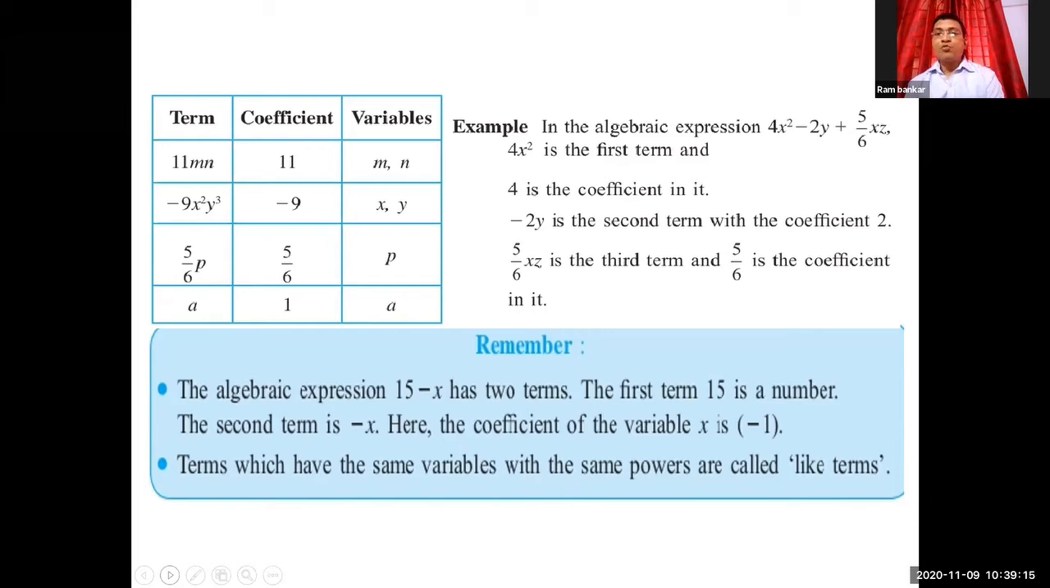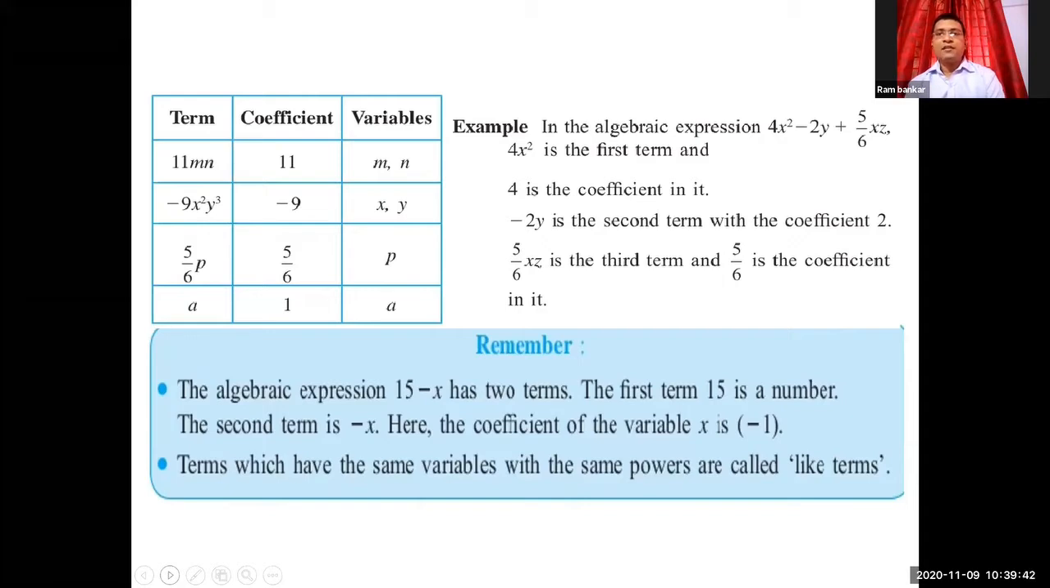Dear students, I have to tell you that if only one variable is given, there is no need to write 1x or 1a or 1b. Everybody should consider that the number 1 is there. It means in 15 minus x, 1x is there. So the coefficient of x is minus 1.